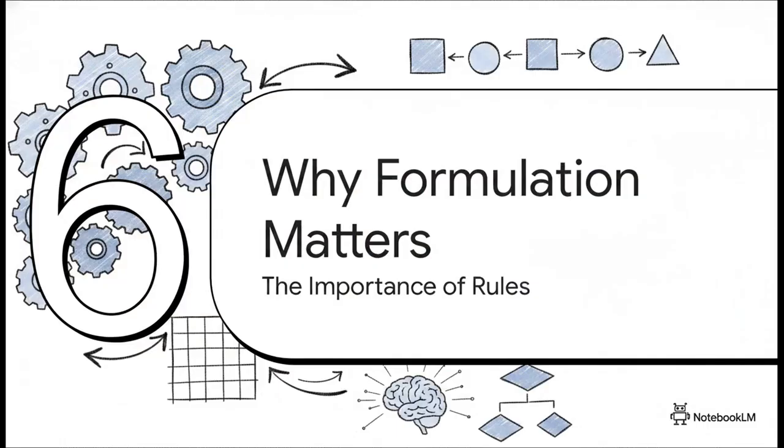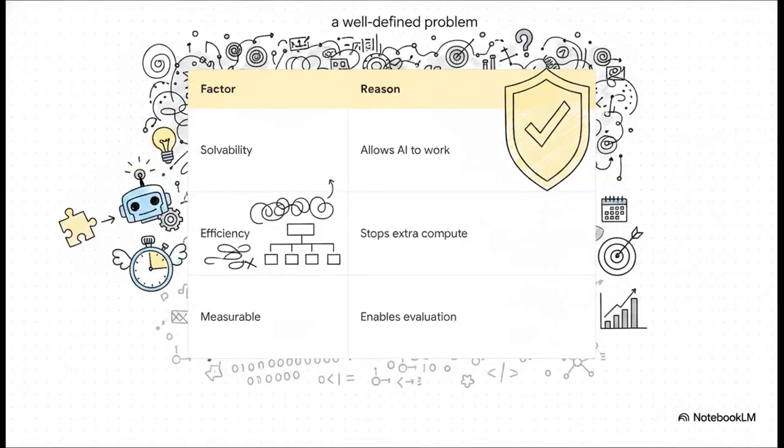Finally, Section 6, why formulation matters. The importance of rules. So, you might be wondering, why do we even need these incredibly strict definitions, domains, and transition models? Well, because a well-defined problem is literally the only thing standing between an AI and total computational chaos. First, proper formulation ensures solvability. Without it, search algorithms and decision-making models simply have nothing to process.